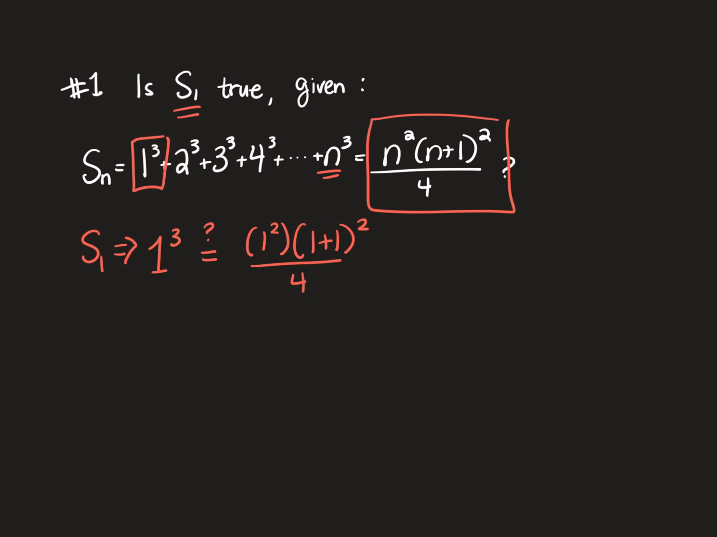into the formula in the box. So really, is 1 cubed equal to, so we would have 1 times, or 1 squared is 1, 1 plus 1 is 2, over 4. So 1 cubed we know is 1. So is 1 equal to, okay, so now we've got 2 squared, which is 4, times 1, which is 4. So we really have 4 over 4.